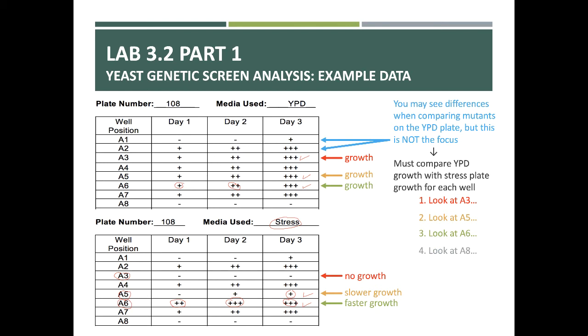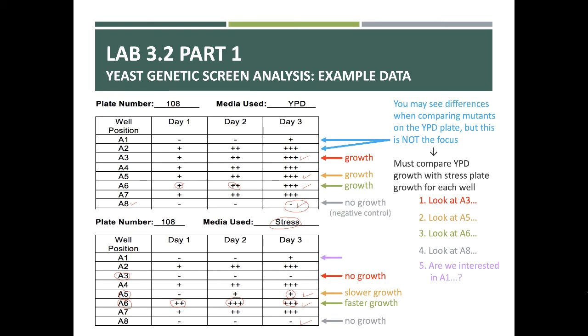Now let's look at A8. We see no growth on YPD and no growth on the stress plate. In fact, once you see no growth on YPD, you know immediately you're not interested in that mutant. It could have been an experimental error. It might be that this particular cell culture in A8 has other problems associated with it. But if it doesn't grow under positive control, it doesn't matter what it does here. Even if this was a plus, we still wouldn't be interested in it, because again, the positive control did not work.